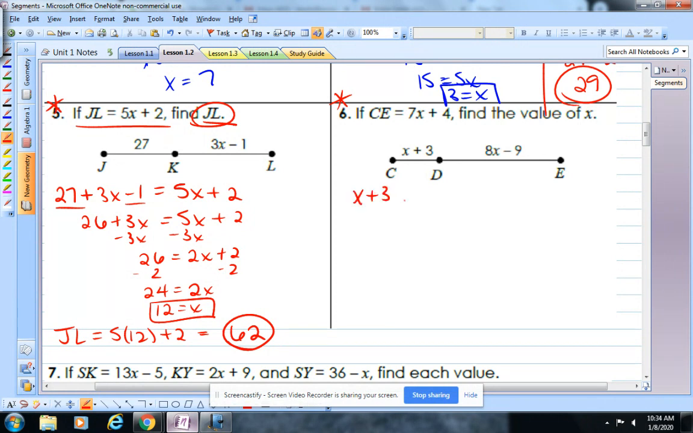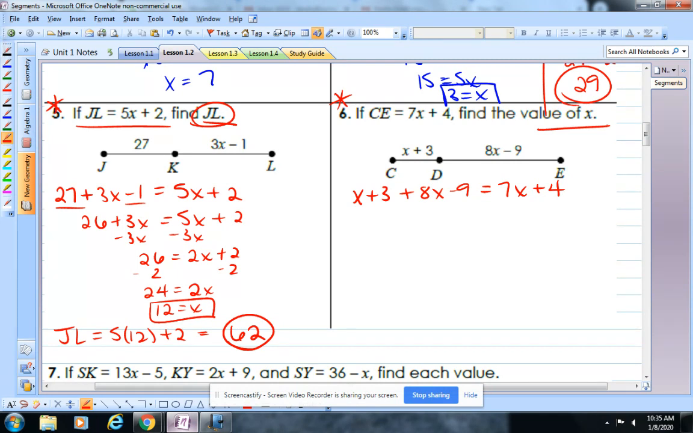X plus 3 plus... equals... Little plus little equals big, right? Now, this one just wants me to find x, doesn't it? So after it finds x, I'm done.